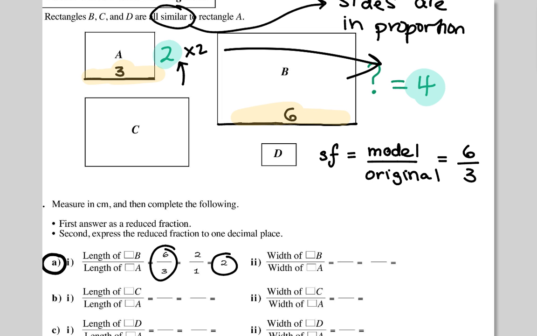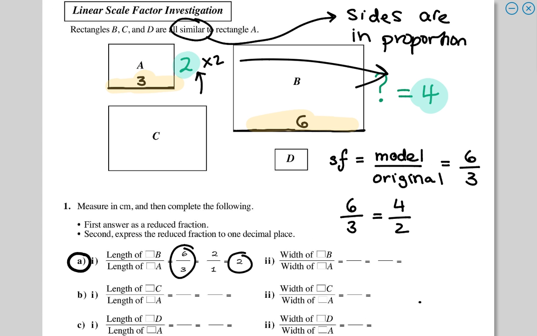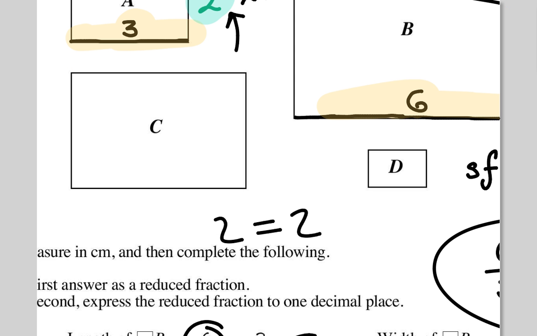You can also do cross multiplication. 6 goes with 3, and 6 goes with 3, therefore 4 goes with 2, and you have equal proportions. 6 over 3 is equivalent to 4 over 2. They both divide to get 2, which is the scale factor. Okay? So let's try to make some stuff up with C and D.